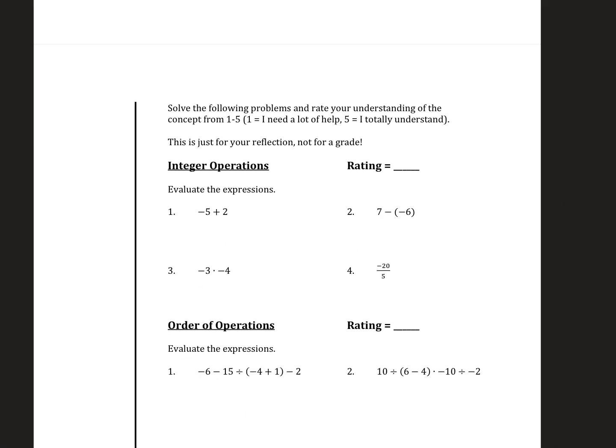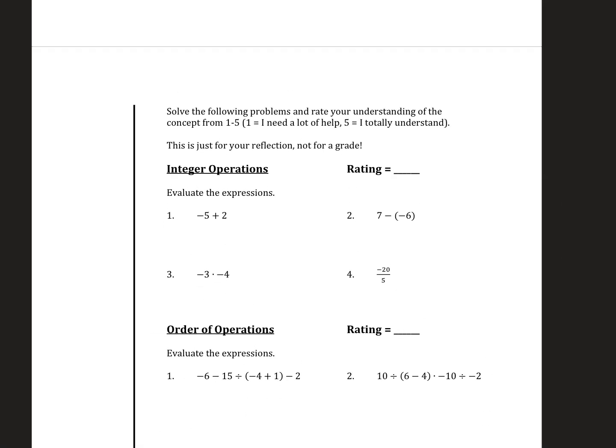For these sections, it would be a good idea to try them. We have different sections. I would like you to try a couple and then rate your understanding level from 1 to 5. So 1 means I need a lot of help, and 5 means I totally understand. We have integer operations. It says evaluate the expressions, so basically it's asking you to add, multiply, divide, or subtract these. Why don't you go ahead and try a few of these, see what you remember, and give yourself a rating.